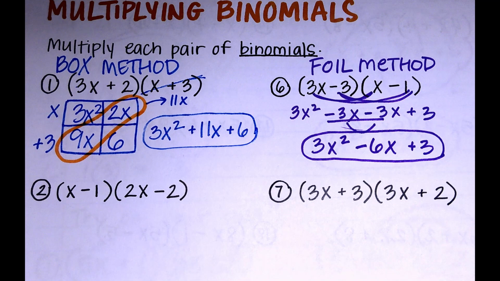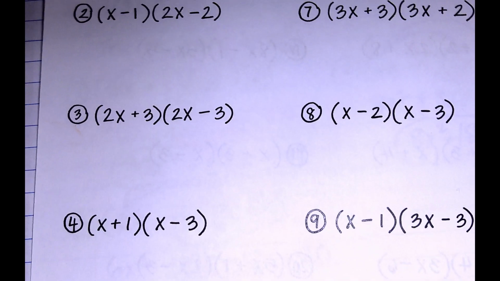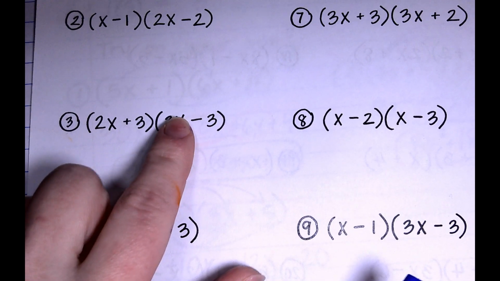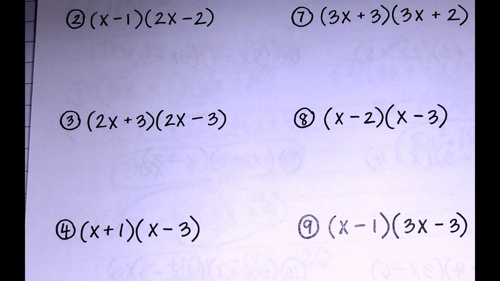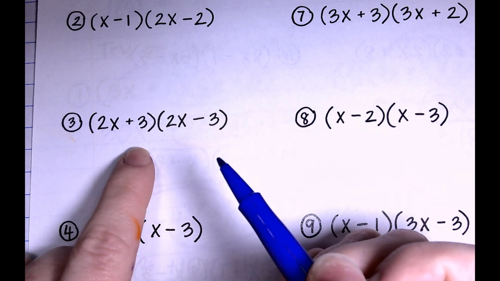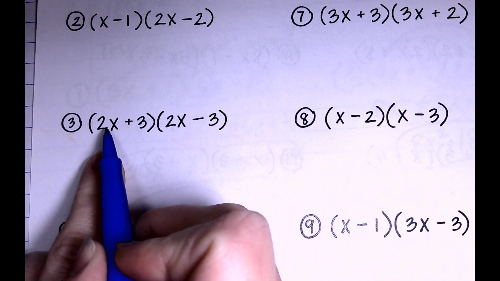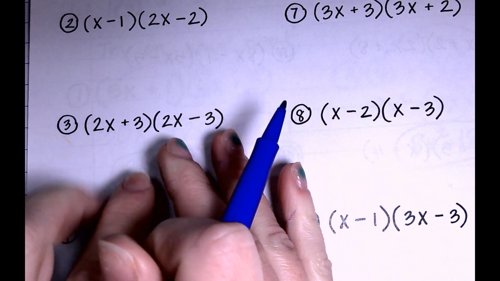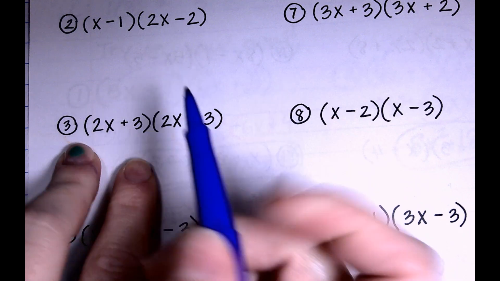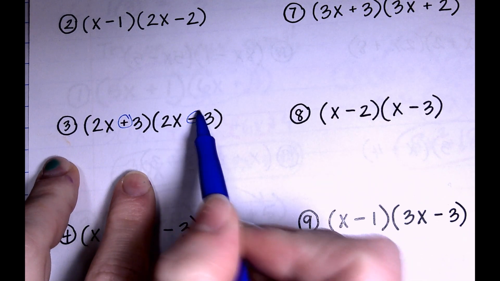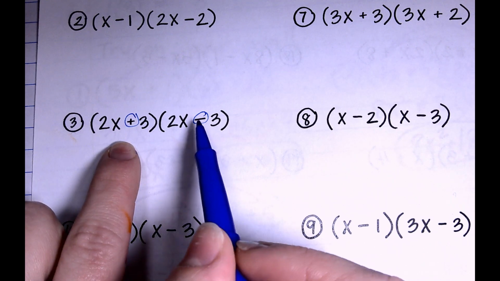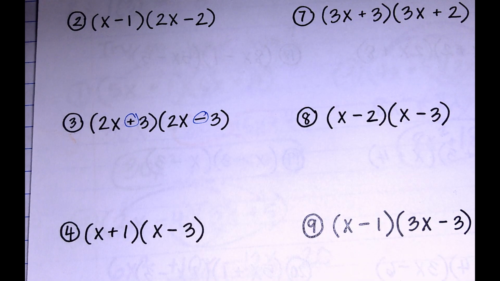So quickly, everybody just take a peek at number 3. No matter which method you decide to do for number 3, you may have some problems like this, and here's something that gives it away. Notice that I have 2x plus 3 and 2x minus 3. All terms are the same, but one has a plus and one has a minus. When you have the same numbers, but one has a plus and one has a minus, you're going to end up getting numbers that cancel out.